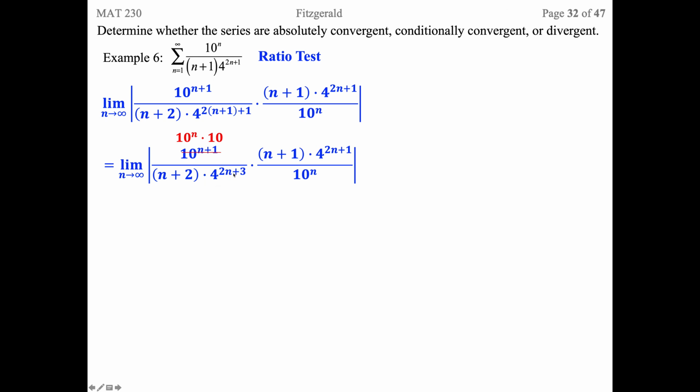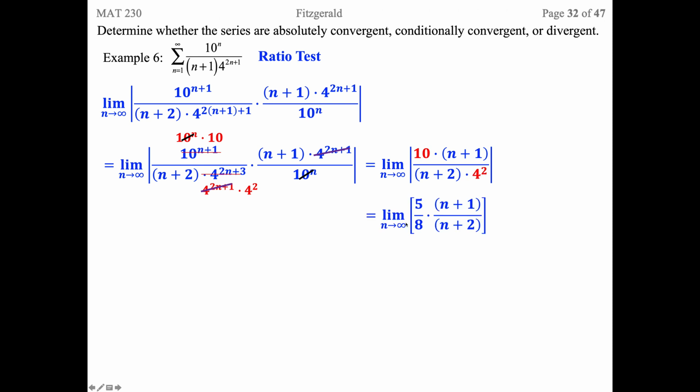Here on the 4, we want this to be 2n plus 1, so we have to take out a 4 squared, and then we'll have the same denominators there. So now we can start to do some canceling. Our 4 to the 2n plus 1 cancels with 4 to the 2n plus 1, 10 to the n with 10 to the n. And here we have our simplified fraction. Well, 4 squared is 16. 10 over 16 is going to be 5/8 multiplied to this fraction.